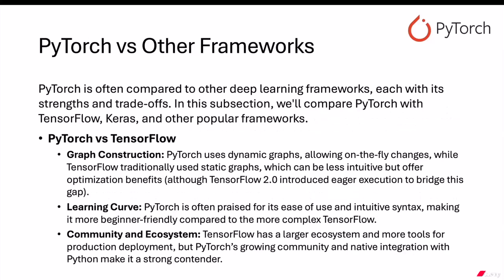Now, PyTorch is often compared to other deep learning frameworks, each with its strengths and trade offs. In this subsection, we'll compare PyTorch with TensorFlow, Keras, and other popular frameworks. Now, its comparison with TensorFlow. Graph construction. PyTorch uses dynamic graphs, allowing on the fly changes, while TensorFlow traditionally used static graphs, which can be less intuitive but offer optimization benefits. This was before 2.0, where it introduced eager execution to bridge this gap.